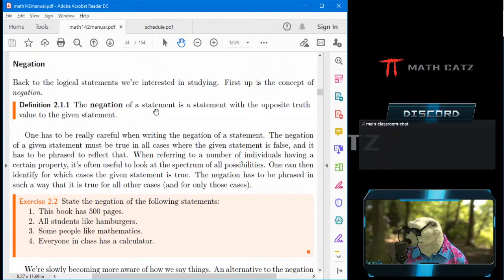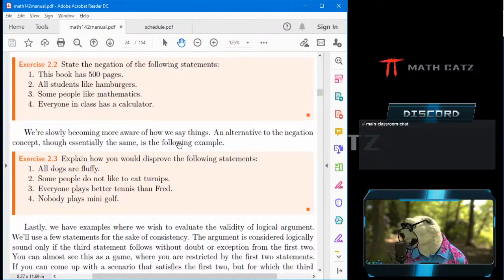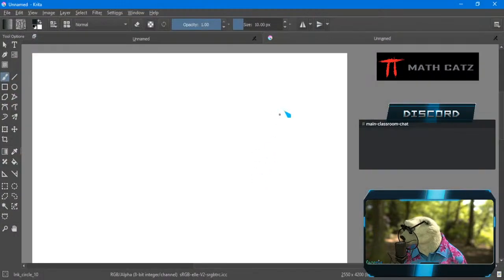So I have a statement. Remember, that's always a sentence that can be evaluated as true or false. The negation of a statement is another statement, sort of paired with it, and it has the opposite truth value to the given statement. So, in a sense, the opposite statement. Now, I can look at my exercises to help me practice a little bit. So, we are going to start with exercise 2.2.